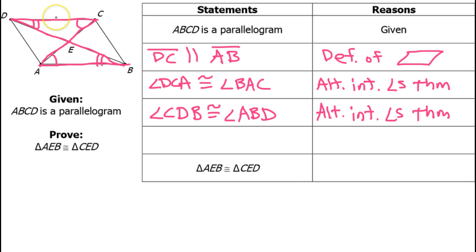I could say that this side, CD, is congruent to this side, AB. All right? So I could say DC is congruent to AB. And that's because these are opposite sides of a parallelogram, and we know that opposite sides of a parallelogram are congruent.